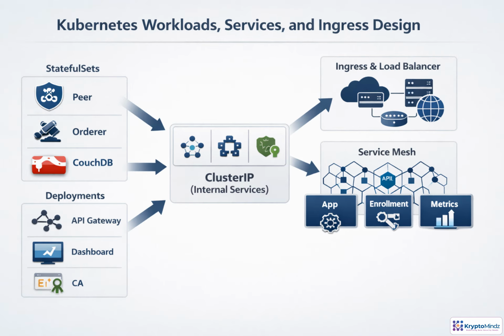Each Fabric component should use the Kubernetes primitive that matches how it behaves. Peers, orderers, and CouchDB need stable names, persistent volumes, and predictable recovery, so StatefulSets are usually the right fit. Gateways, dashboards, adapters, and other stateless utilities belong in deployments. Service exposure should stay deliberate. Cluster IP for internal traffic, and ingress, load balancers, or mesh gateways for controlled external access. Keep gossip, ordering, enrollment, application, and metrics paths separate so security and troubleshooting remain clear.